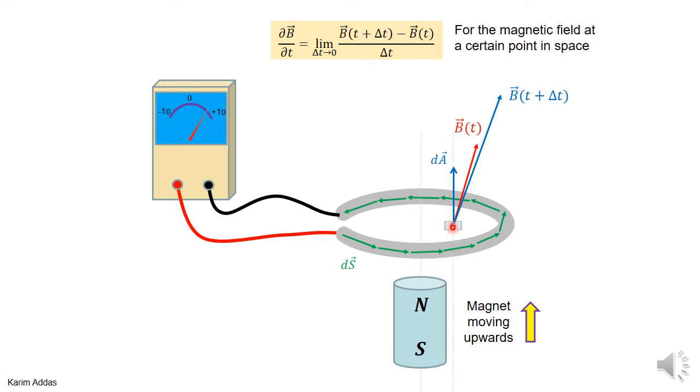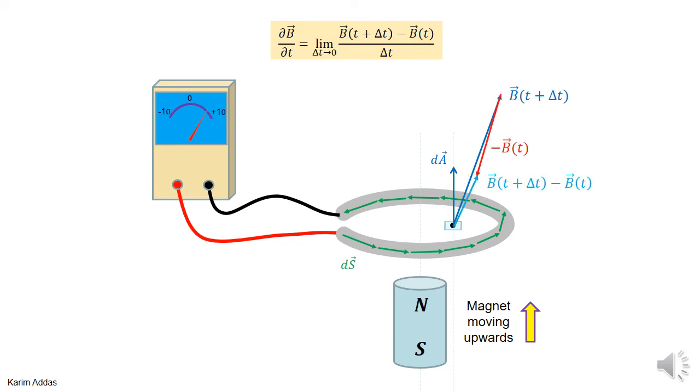It's the same position. So if you get B of t plus delta t minus B of t, how do you get a vector minus a vector? We can just take this vector and multiply by minus 1 and then add them. So this is that vector multiplied by minus 1, and then we add them. When you take this vector and add it to minus B at time t, this is what you get, this resultant vector. So this light blue vector is B of t plus delta t minus B of t.